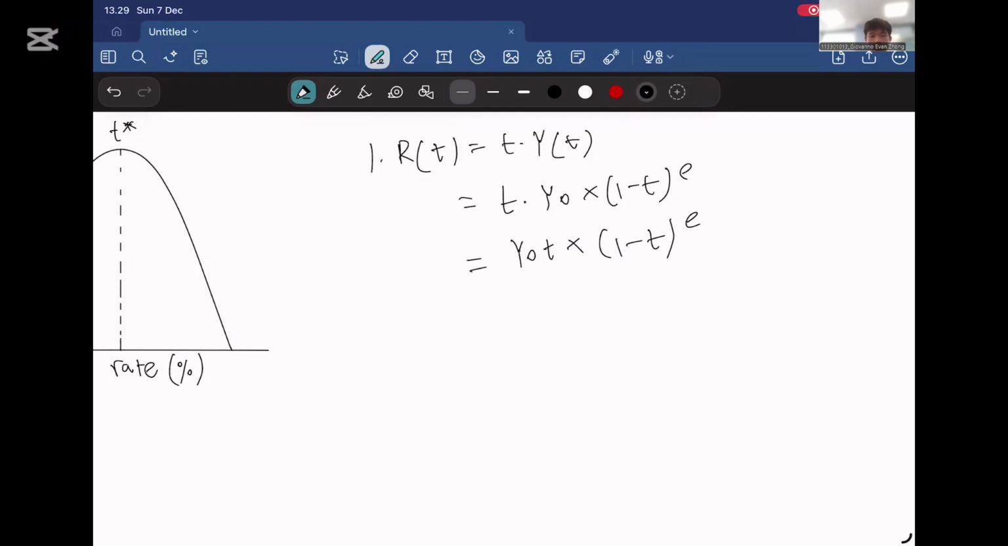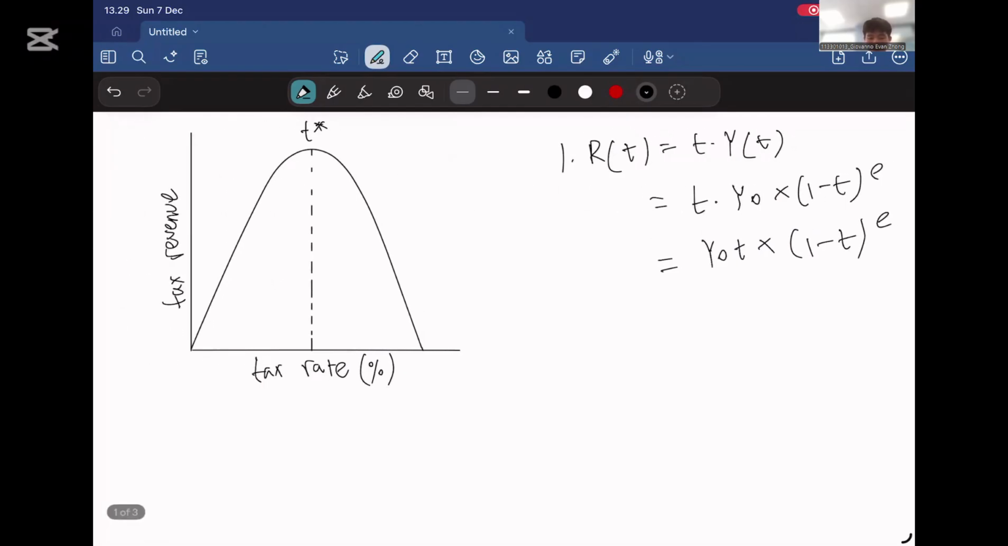Next, I'm going to explain the Laffer curve. So this is the Laffer curve I've drawn before. The tax revenue is on the y-axis, while the tax rate is on the x-axis. At first, the Laffer curve rises initially, but eventually declines. I have drawn the dotted line in the middle of the curve like this, and the T star on the top of the curve like this.